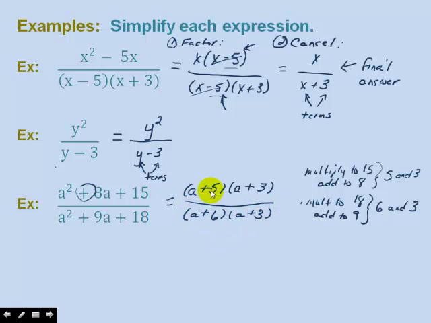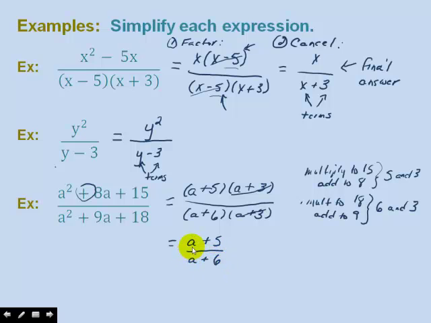Now we've got both the numerator and denominator completely factored, and that means we're going to look for common factors now, and we do have a factor in common, and that would be the a plus 3. So we're going to cancel those two factors, and that leaves us with a plus 5 in the numerator and a plus 6 in the denominator.